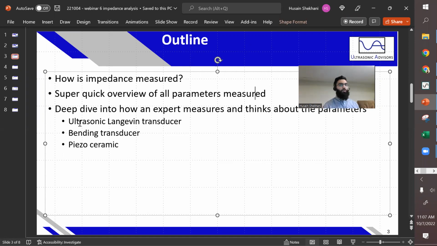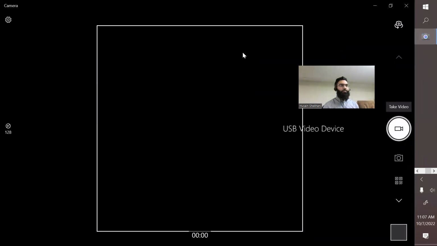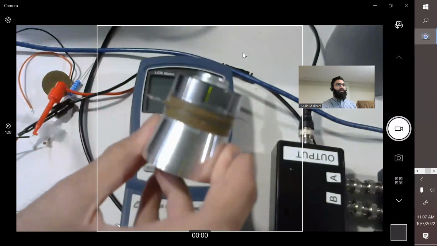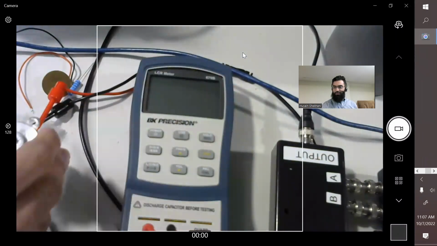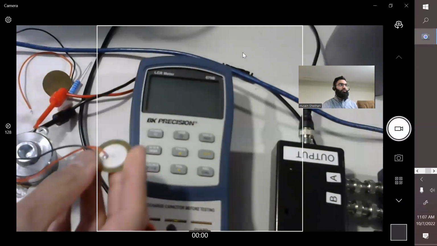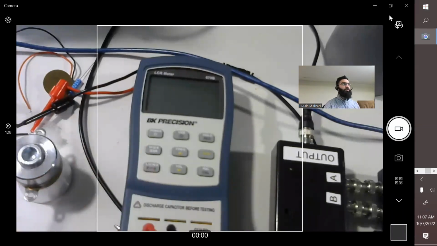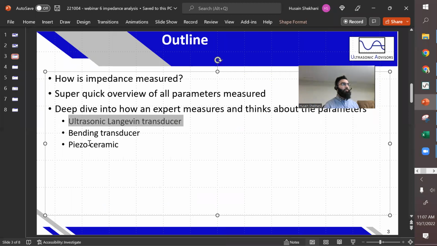And I'll be going into specific transducers, and I'll be measuring them live, and talking through how I measure these transducers. The ultrasonic Langevin transducer, I'll just show it for better representation here. We have this one, and we have this piezo disc, so I'll be showing how to measure a disc, and also this bending transducer, which is a different beast altogether. So I'll be doing those three measurements. I'm sure you guys are going to find it very useful going forward.